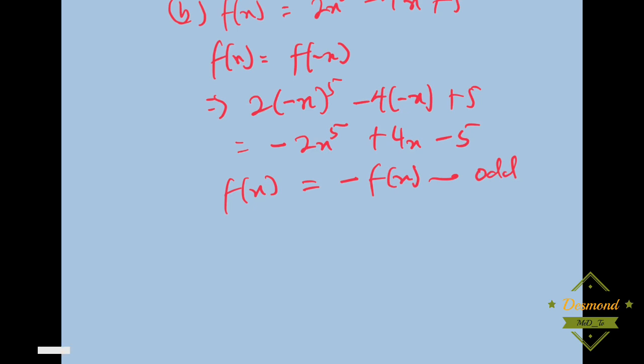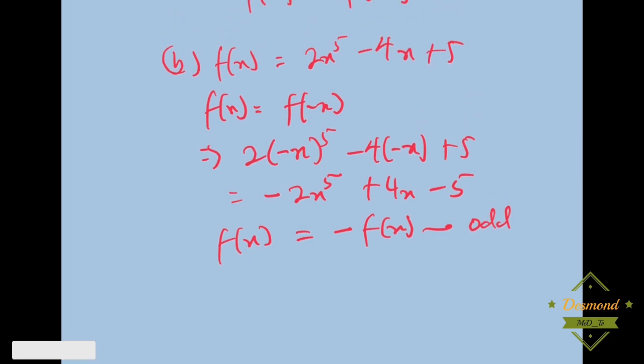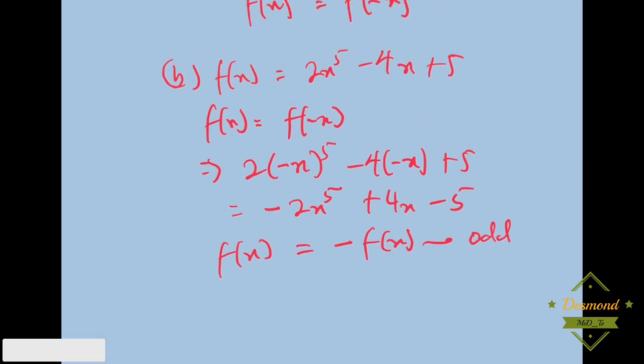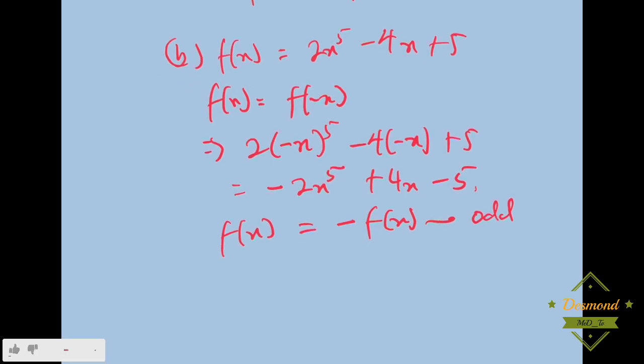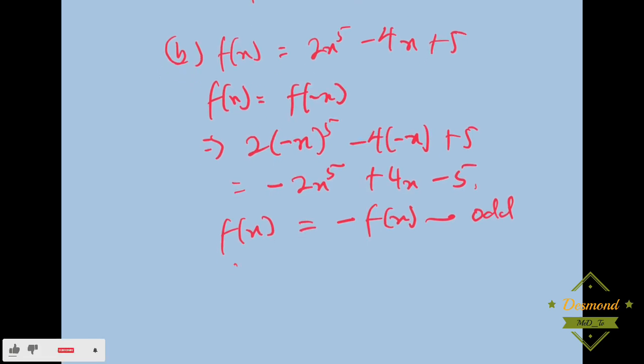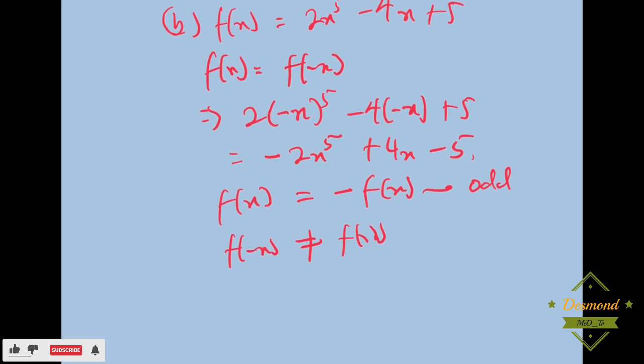So let's look at something here. No, there's something wrong here. Let's look at it again. When we did it, we got negative 2x^5 plus 4x minus 5. That's what we got, right? So everything here has changed. Now we can see that f of negative x is not equal to f of x, right? So we just tested and it's not an even function.